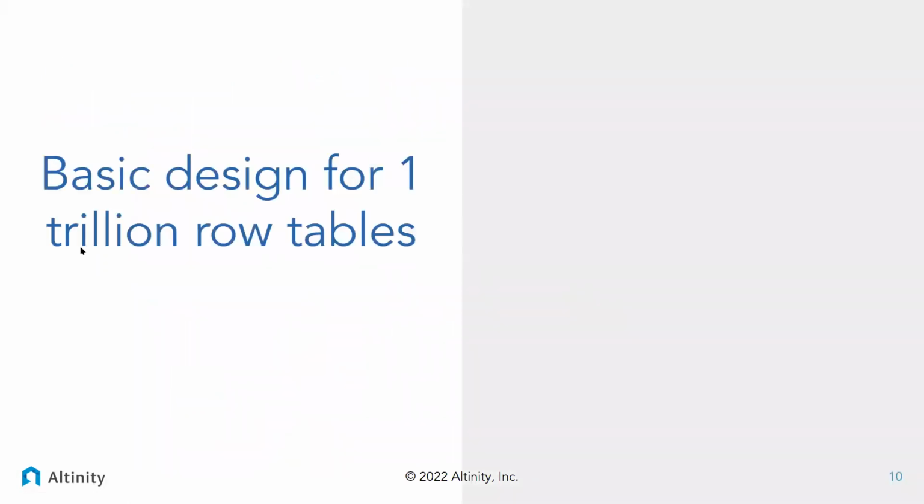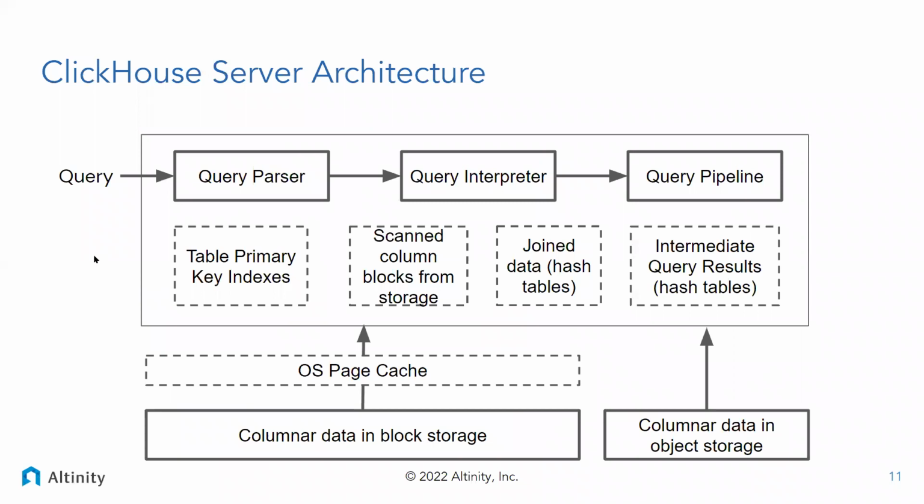So let's go ahead and dig into basic design. These are design principles that you would apply no matter how big your data set is. So let's have a quick look, first of all, at the ClickHouse server architecture. If you're familiar with ClickHouse, this is probably old hat to you, but basically ClickHouse has a three-stage process for handling queries. There's query parsing, query interpreter, and then a pipeline which actually executes them.